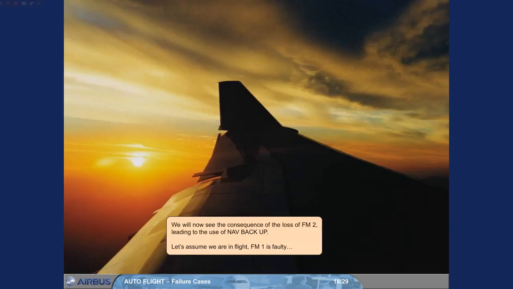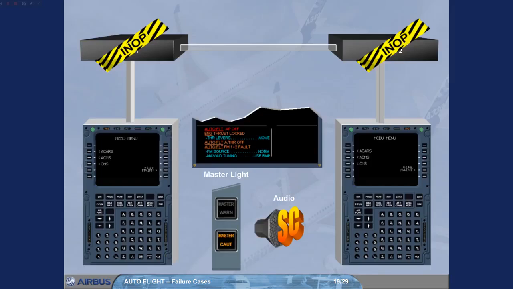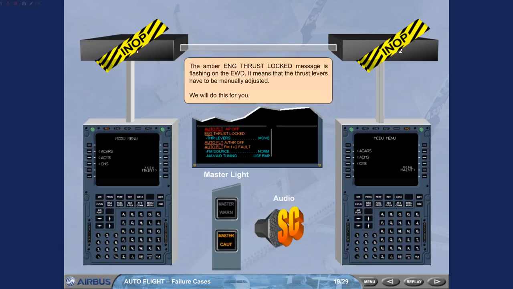We will now see the consequence of the loss of FM2, leading to the use of navigation backup. Let's assume we are in flight. FM1 is faulty. The amber ENG THRUST LOCKED message is flashing on the engine warning display. It means that the thrust levers have to be manually adjusted. We will do this for you.